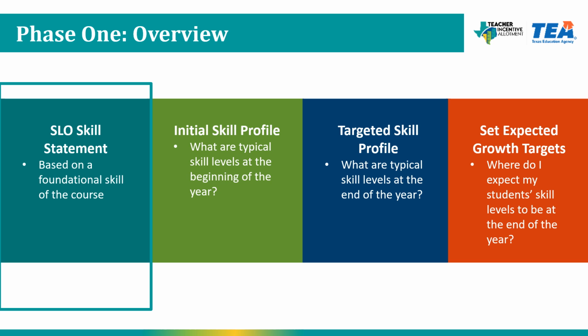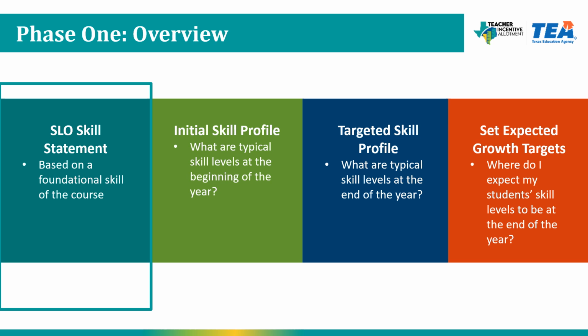Number 2, creating the initial skill profile. This is where teachers assess where each student stands at the beginning of the year concerning the skill statement. So for instance, in 3rd grade math, teachers determine students' proficiency in multiplication. Some students might be able to add and subtract 4-digit numbers, while others still might struggle with 2-digit numbers or regrouping.